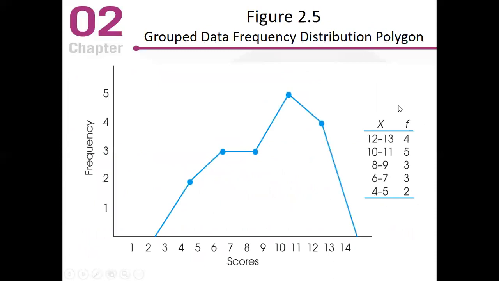Here is an example of a polygon for grouped frequency data. Here's our frequency data here on the right. 4 people are between 12 and 13, 5 people between 10 and 11. We just make sure that when we graph, we put the dot right in between the interval. So between 4 and 5, we put it at 4.5. Between 6 and 7, that dot would go at 6.5. So it's the same concept. You've just got to put the dots in the middle of that interval. Same thing, connect them and close them.